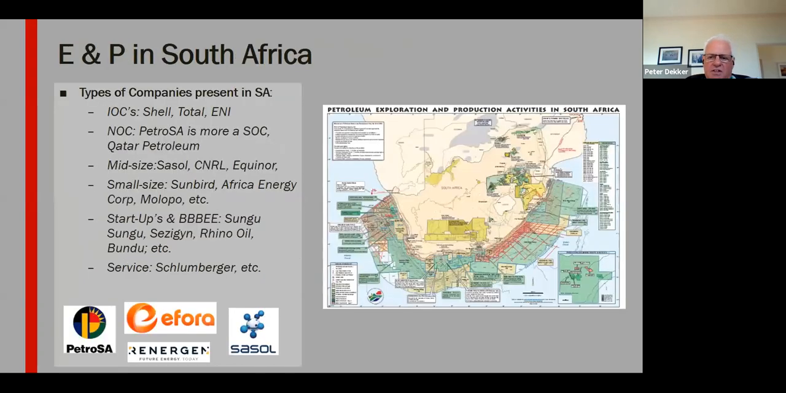The exploration and production rights in South Africa. On this map, you can see the rights. In South Africa, we've got IOCs: Shell, Total, and ENI. We've got NOCs: PetroSA and Qatar Petroleum. Mid-sized companies: Sasol, CNRL, Equinor, and small-sized Sunbird, Africa Energy, Molopo, startup BEE companies, and service companies. On the map on the right-hand side, you'll see all the green areas are exploration rights or production rights. All the brown areas are rights under application. So you can see mainly the offshore is covered, and there are quite some rights onshore as well.